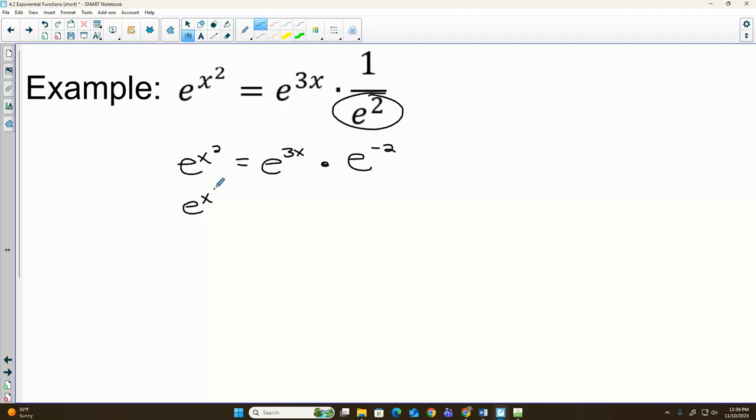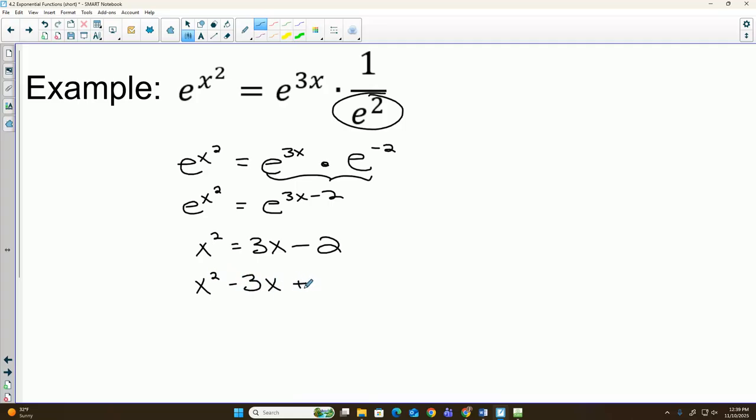And so then, these are multiplied together, so we add the exponents, so we get e to the 3x minus 2. So now you just have e to a power on each side, so you can drop that. It's a quadratic, so I want everything on the same side. So x squared minus 3x plus 2. What multiplies to 2 and adds to negative 3? So if we set those to 0, we get 1 and 2.